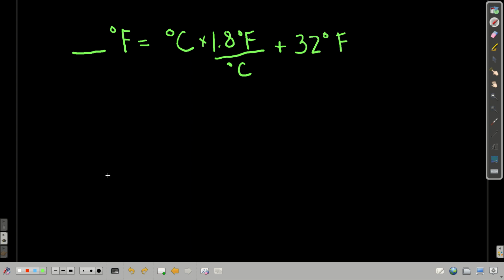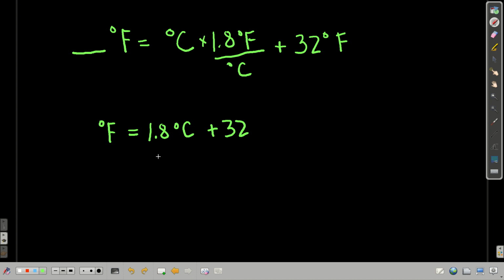And that's our relationship. We can write this more neatly as this, where every number in here is exact. And if this is converting Celsius into Fahrenheit, we just take whatever the temperature is in degrees Celsius, replace this with that number, multiply by 1.8, add 32, and that's our temperature in degrees Fahrenheit.